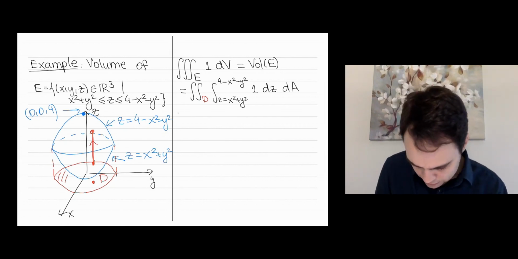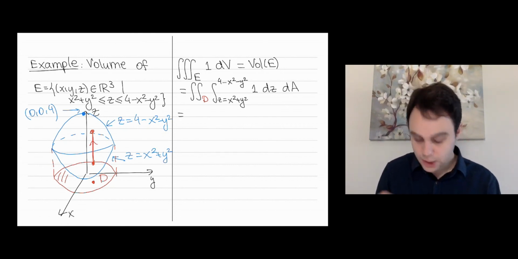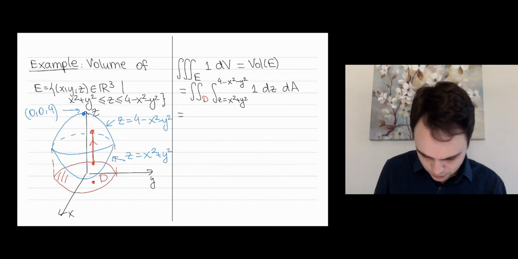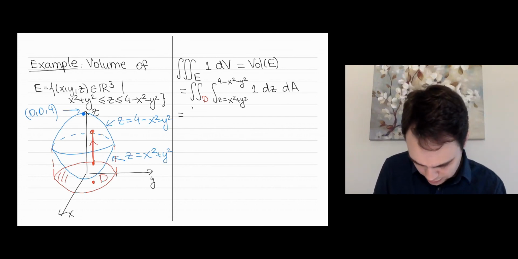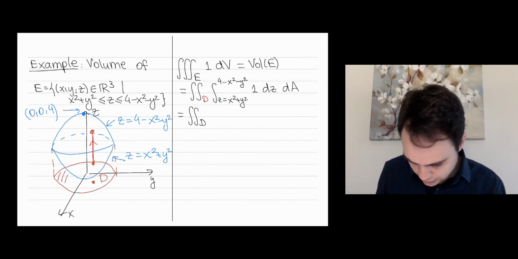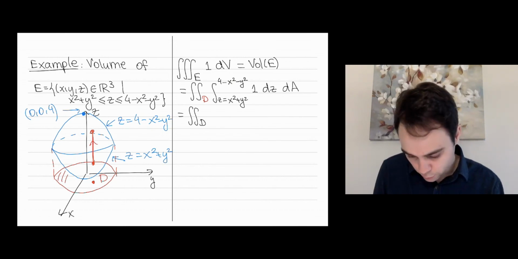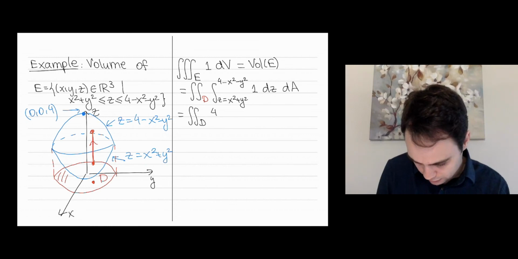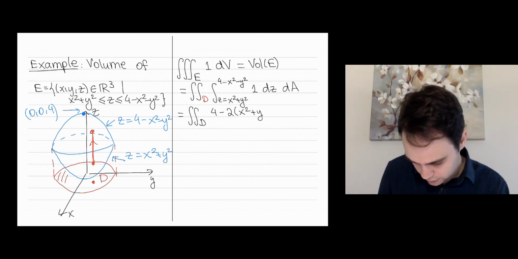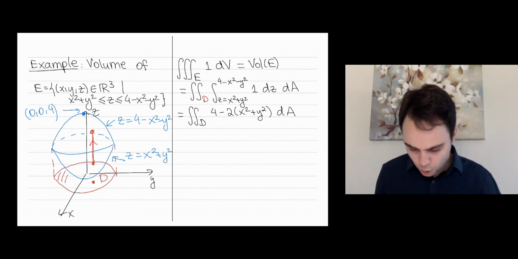We can even evaluate the inner integral before deciding what this shape D is, what this projection D is. So we have the double integral over D of the integral of 1 dz, which is just z. So evaluated between these 2 points, I get 4 minus 2 times (x squared plus y squared), like this. Okay.